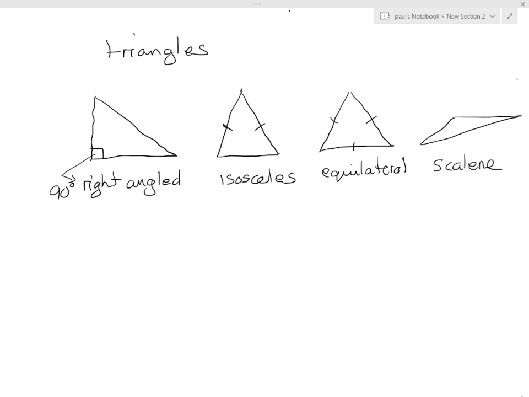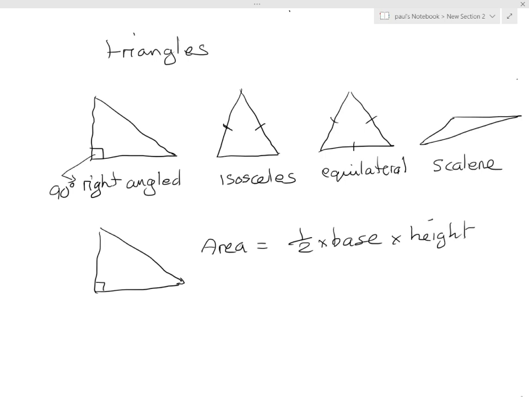As far as area is concerned of a triangle, right, so area of a triangle. So let's go back to our right angled triangle, and there's a little formula to remember here. The area of the triangle is equal to half times the base times the height. Okay, and this can be squished down to half base height. That's the base, and that's the height.